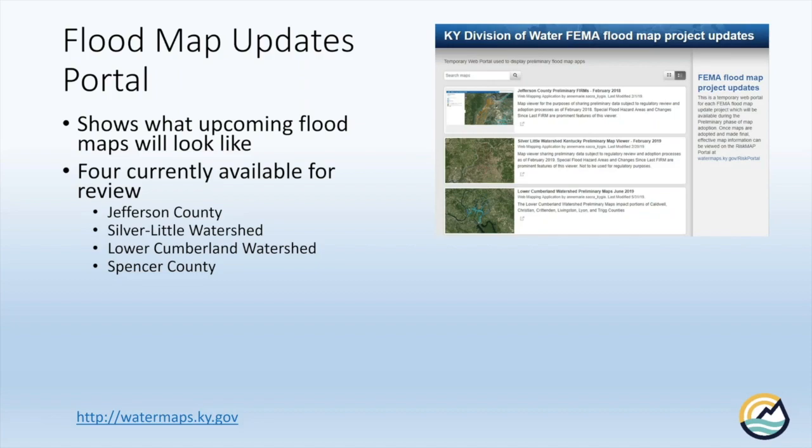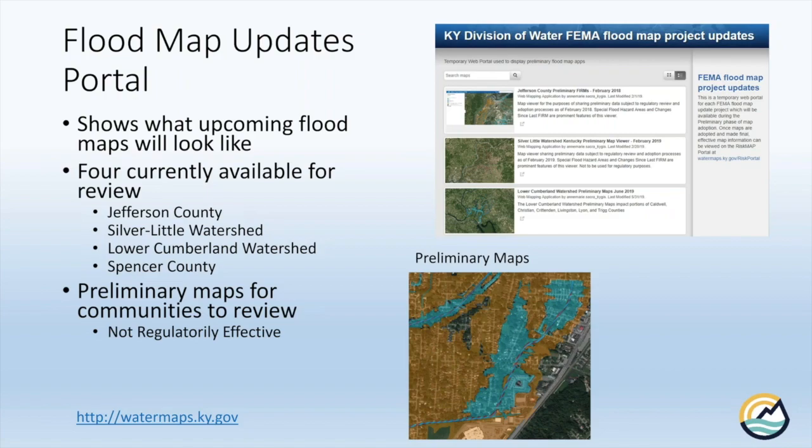If you go there right now, this picture in the top right is what it looks like. There are currently 4 different areas where there are preliminary maps available. They are Jefferson County, which is Louisville, Silver Little Watershed, which is Oldham and Trimble counties, and I believe Henry and Carroll, just a little bit of them. Lower Cumberland Watershed, there are 2 counties there that are having new maps still in the process, and then Spencer County. All of those have preliminary maps available. So if you go there, you can look and see what those maps are going to look like when they go effective. You can see what they are like today, and what they are going to look like here in a couple months when these maps go into effect.